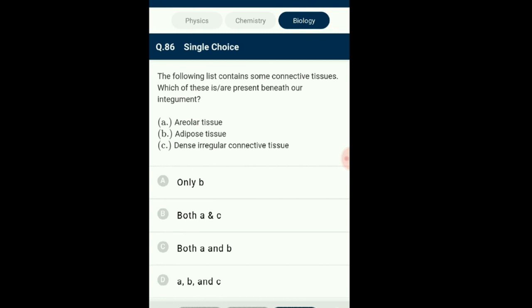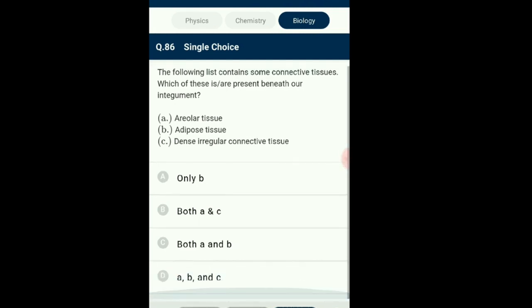Skin, that is, integument, is the largest organ in the body, acting as a protective covering. Skin is made up of multiple layers of connective tissues including areolar tissue, adipose tissue, which is a fat layer, and dense irregular connective tissue. The outermost layer of the skin is made up of tightly packed epithelial tissue. Skin is vascularized with vessels and ducts of glands. So the answer is option D.